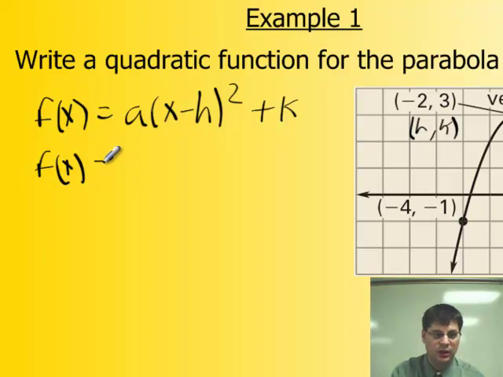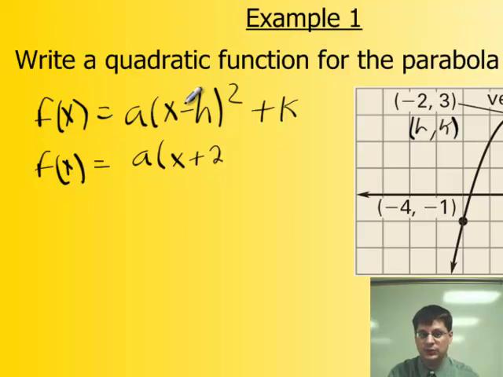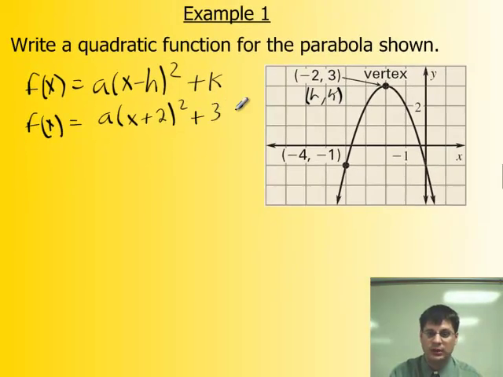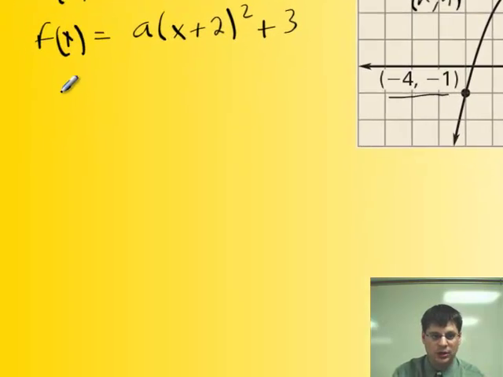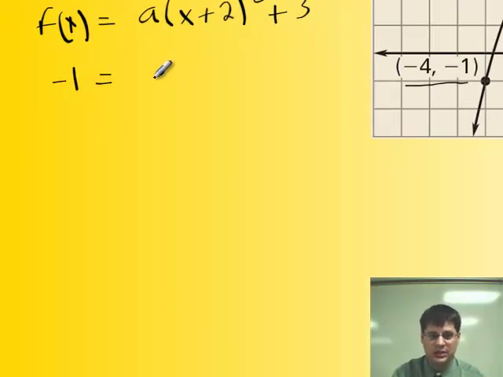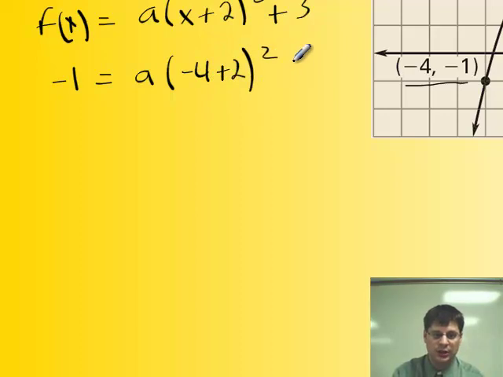So f of x is equal to a times x plus 2, because remember we're substituting in a negative 2, so minus negative 2 makes it plus 2, squared, plus 3. Now we're still needing a value for a. So in order to get a, we're going to use this other point given to us, the negative 4, negative 1, where the negative 4 corresponds with our x value and the negative 1 corresponds with our f of x or y. So negative 1 is equal to a times negative 4 plus 2 squared plus 3.